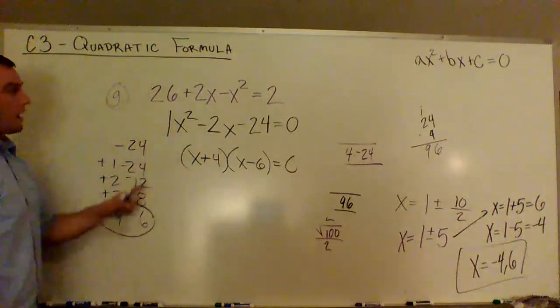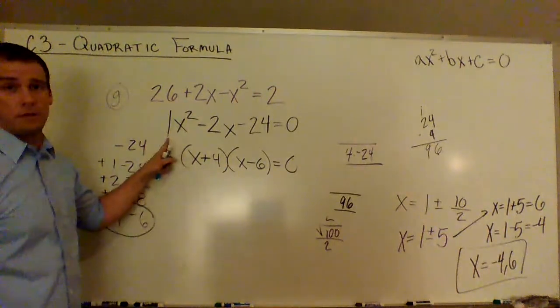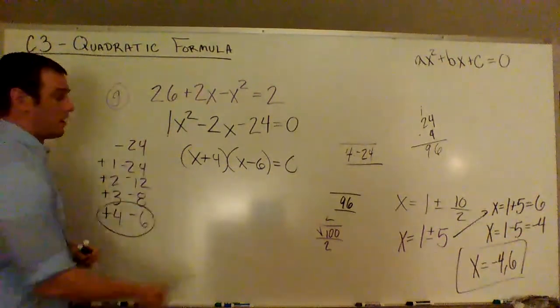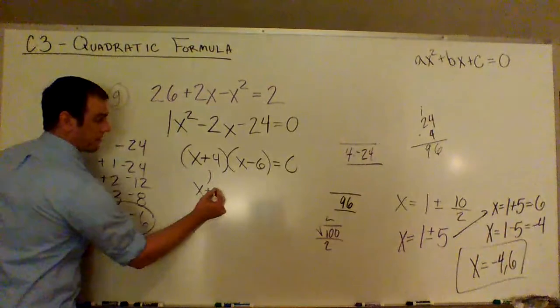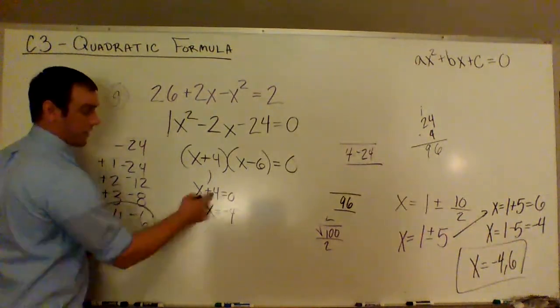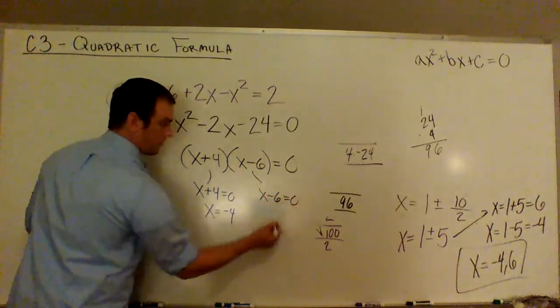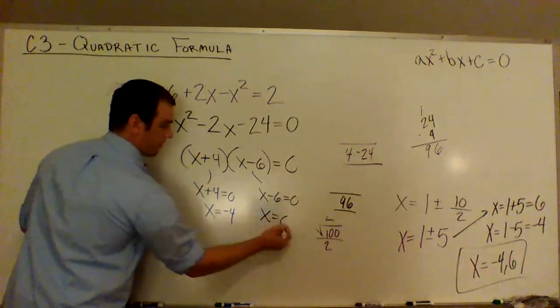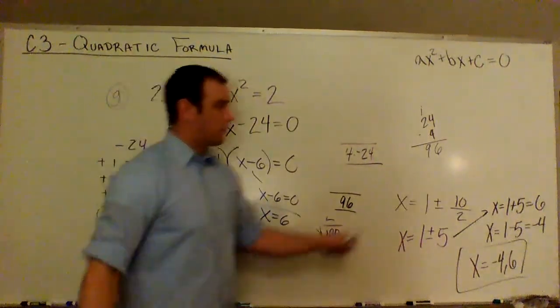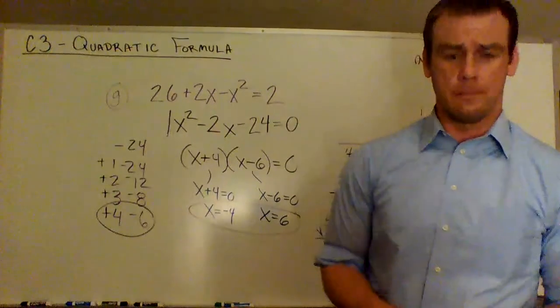We would normally divide by A, which is 1, and reduce, but A is 1, and we're all done here. So here you would have gotten x plus 4 equals 0. X equals negative 4 by subtracting 4. Here we got x minus 6 equals 0. Add 6. X equals positive 6. Rather than having done all of that work. So just something to think about.